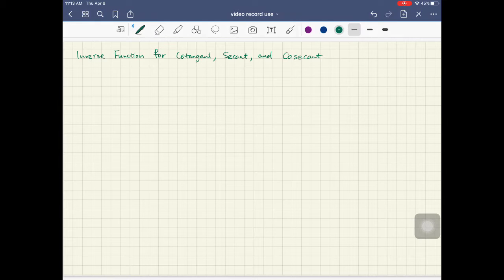This is the fifth video for section 6.1. Here we're just going to finish all the inverse functions. So we still have cotangent, secant, and cosecant left. We're not going to go into each one of them in great detail.